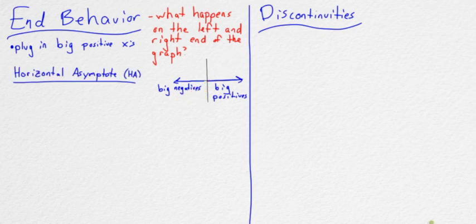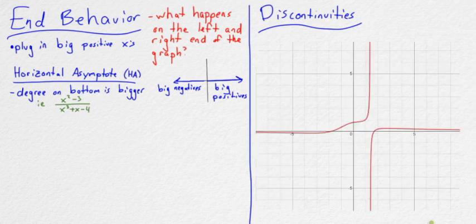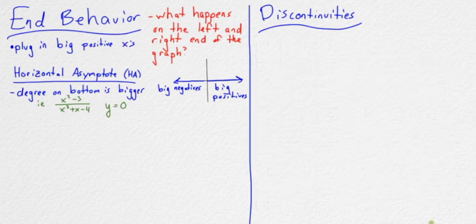This is a certain type of end behavior, and there's two ways that we can end up with a horizontal asymptote. If the degree on bottom is bigger, we'll have a horizontal asymptote. So here's an example. We could have x squared minus 3 on top, and then x cubed plus x minus 4 on bottom. Since the degree on bottom is 3 and the degree on top is 2, this one would have a horizontal asymptote. And by the way, it would be y equals 0. We'll talk later about how to get the horizontal asymptote, but I just wanted to say that for right now.